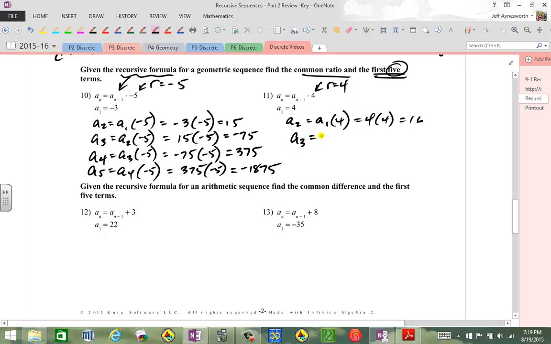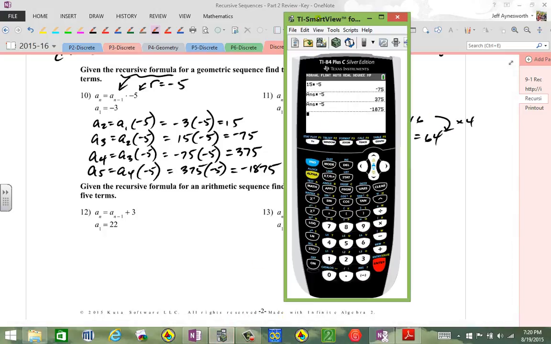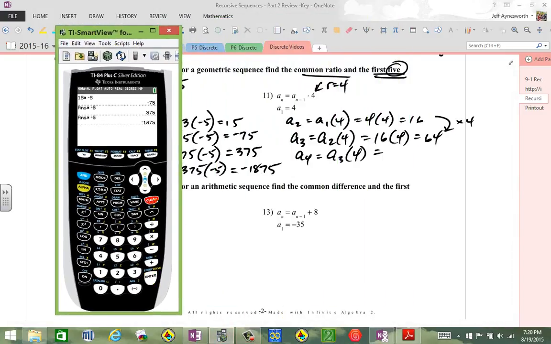Third term, you have to multiply the second term by 4. That means 16 times 4, that's 64. Once again, you multiply times 4 because that's the common ratio. Fourth term equals the third term times 4. So I take my answer, 64, times 4, and I get 256.